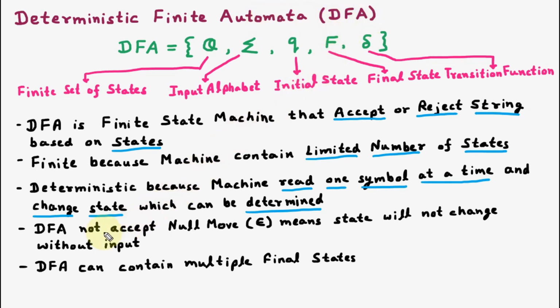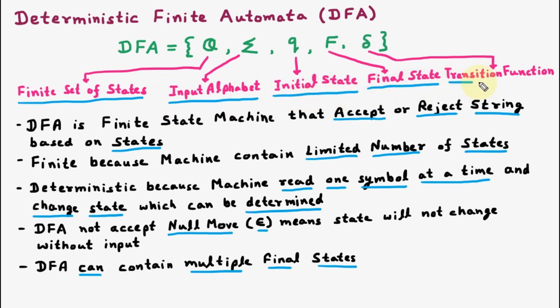Next thing is DFA does not accept the null move. Null move means epsilon is not taken by DFA. If we provide the epsilon, DFA state will not move. The state will move only when the input is provided. And DFA can have multiple final states. DFA contains the 5 elements. The first is the finite set of states, then input alphabet, then initial state, final state, and the transition function.